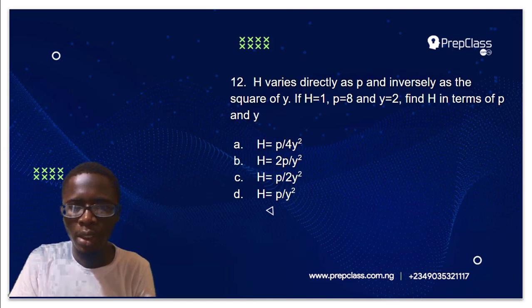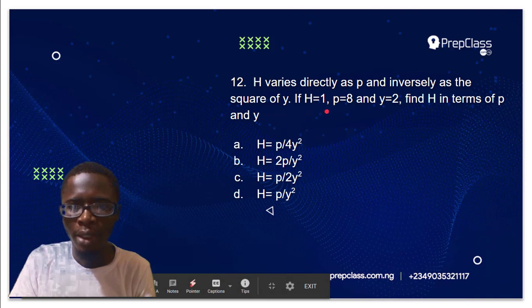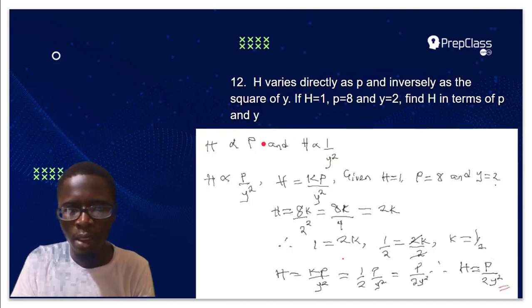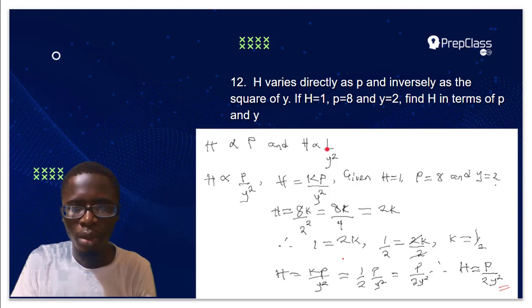The next question says, h varies directly as p and inversely as the square of y. If h is 1, p is 8, and y is 2, find h in terms of p and y. So we need to interpret this language mathematically, and this is it. h directly proportional to p, this is what is written, and h is directly proportional to the inverse of y squared is this. So we now need to merge these two mathematical statements as one, and this is what we're going to have.